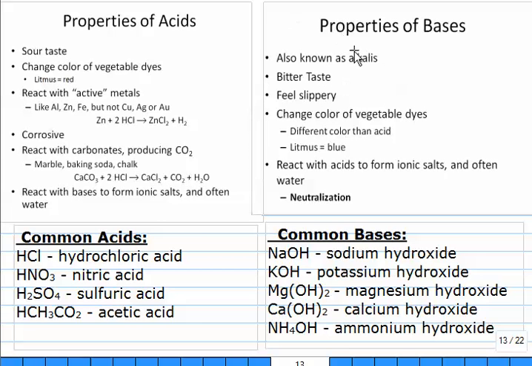Often you'll notice when you've handled a base that your fingers will feel slippery. So if you've touched lye, sodium hydroxide, like what is in Liquid Plumr, or bleach, you'll get this slippery feeling, and that's from the base reacting with compounds on your skin cells. It's actually eating away your dead skin cells. These also react with vegetable dyes in a different way than the acids do, and of course they react with acids in a neutralization reaction, which is the topic of today's lesson.